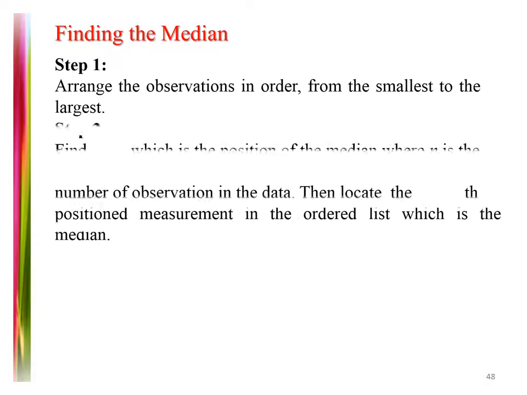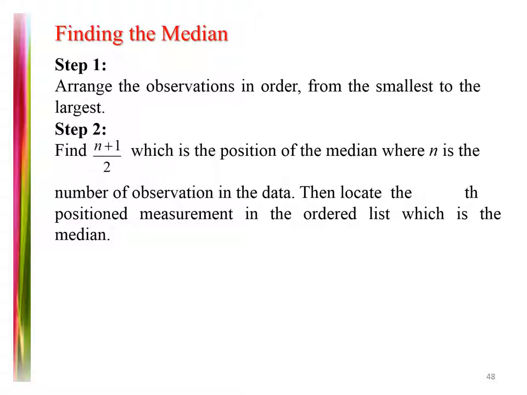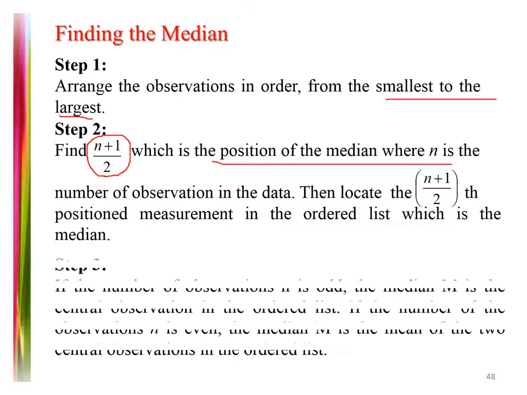To find the median, we have to follow these steps. First step, we have to arrange the observations in increasing order, from smallest to largest. Second, you have to identify the location, that means the (n plus 1) by 2 item. This is the location point, the position, where n means the number of observations. Then locate the (n plus 1) by 2 position measurement in the ordered list, which is the median.